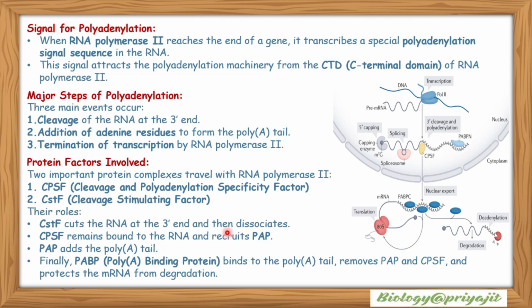So as we conclude, 3' polyadenylation is a vital modification of eukaryotic mRNA that enhances its stability, aids in nuclear export, and promotes efficient initiation of translation. By regulating the lifespan and usability of mRNA, the poly-A tail plays a key role in controlling gene expression. This simple addition of adenine residues has a profound impact on the proper flow of genetic information.